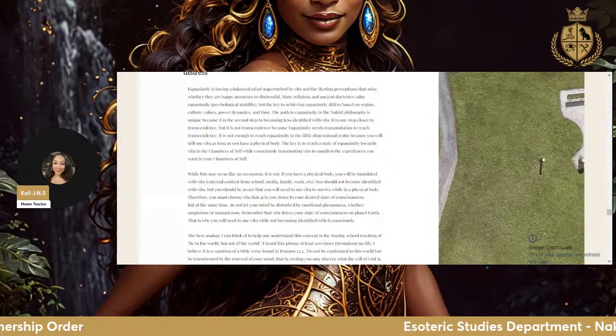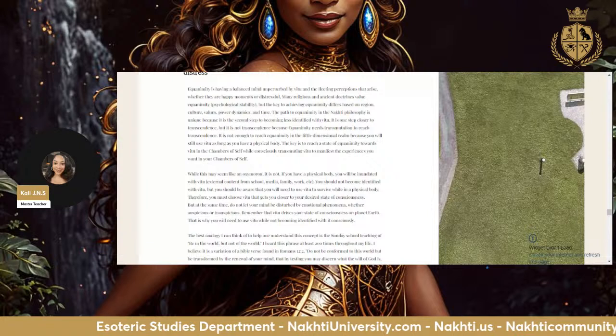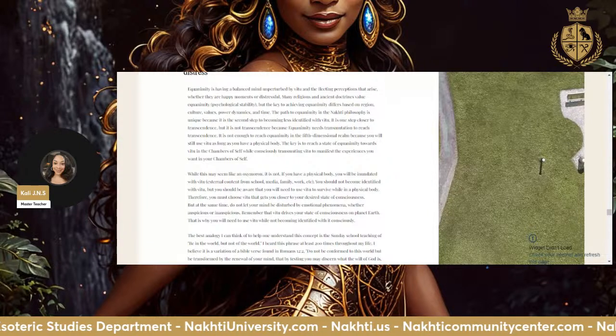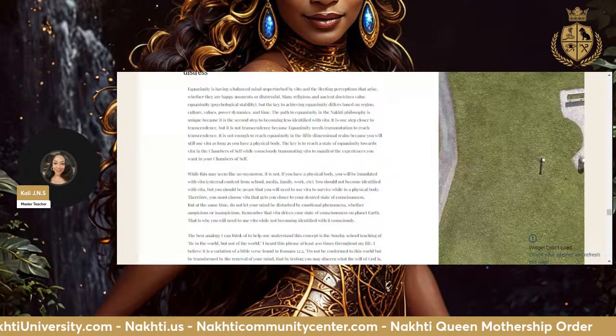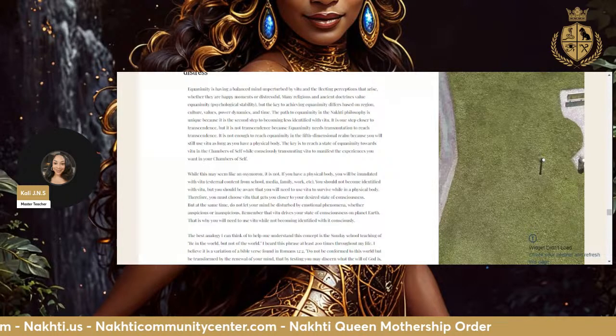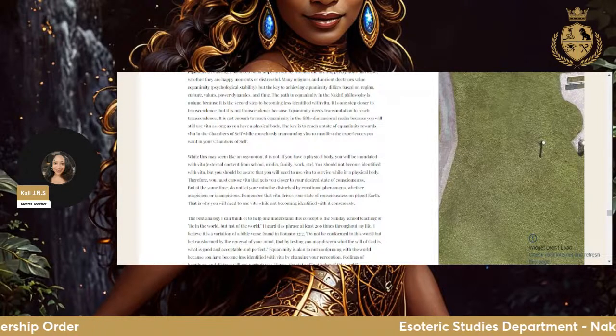Okay, so equanimity just means having a balanced mind that is undisturbed by information and the fleeting perceptions that arise, whether they are happy moments or distressful moments. All religions usually teach some type of psychological stability. I'm telling you, the Bible is a psychology book. People use it as a grimoire, but the universe is mental. Woody already told us that, so there's your second key.